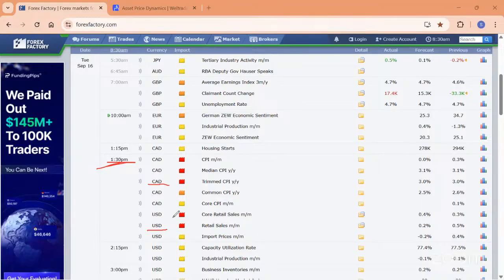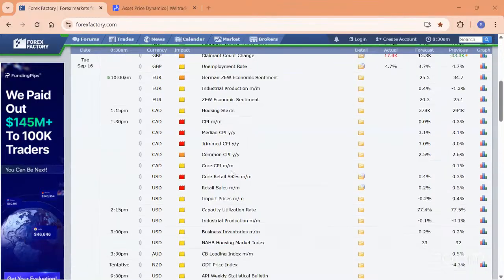So you can see these are two red folder news that we're going to have today. And we pay more attention to the red folder news than all the yellow or orange. So this is what we care about the most. CPI on CAD today and retail sales for USD today. So at 1:30, if you see the market going haywire, don't be surprised. It's just part of the way things go when we have news like this.